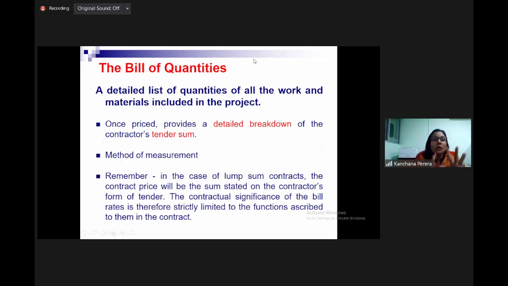Did you get it? A BOQ for a remeasurement contract and for a lump sum contract is acting in two different ways. Remember that, please. Two different ways. Why? In a lump sum, you are giving a total figure. The BOQ will just give you a breakdown only. But in remeasurement, there is a provision that if there is a change of quantity, the quantity can be changed.